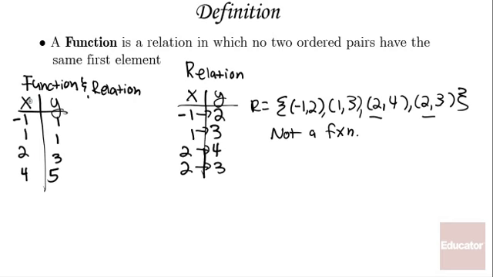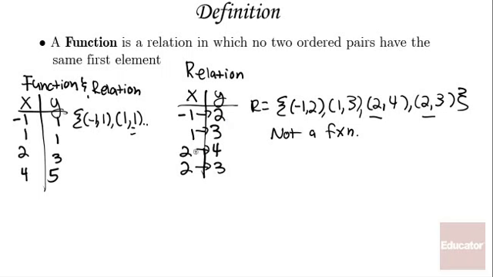And if you look at the first terms, they're unique: -1, 1, 2, 4. If I were to write these as ordered pairs, each ordered pair would have a different x value. Now, they may have the same y values. The first ordered pair, -1, 1, and the second ordered pair, 1, 1, do have the same second value, but it's still a function. They just cannot share the same first value.